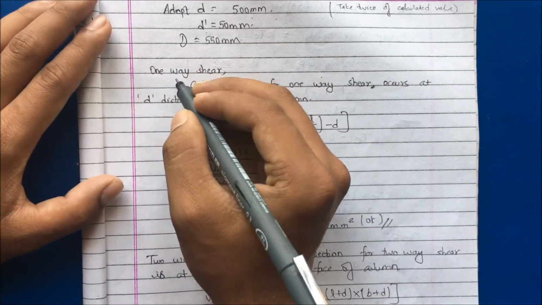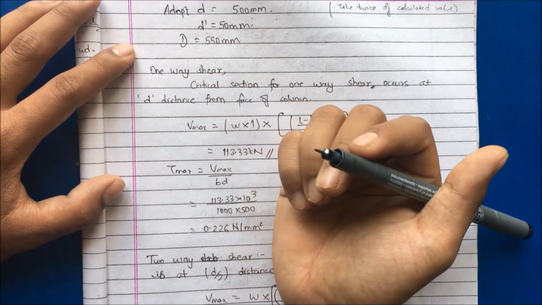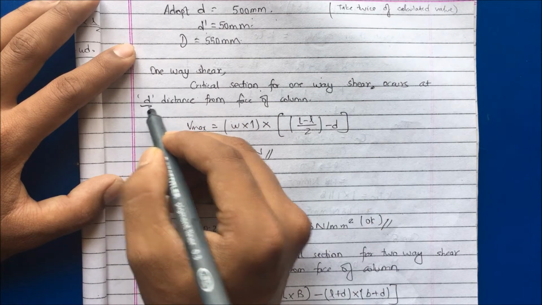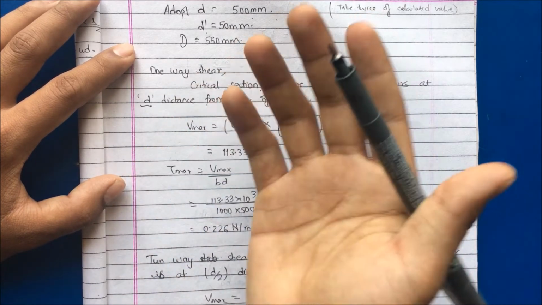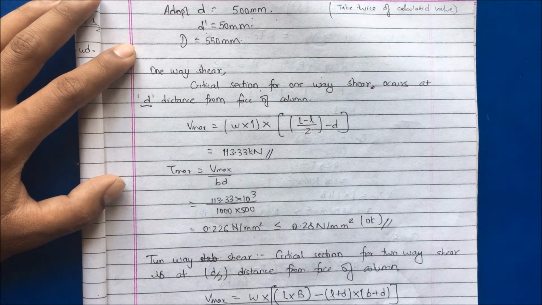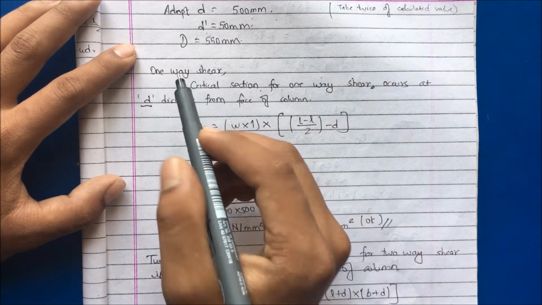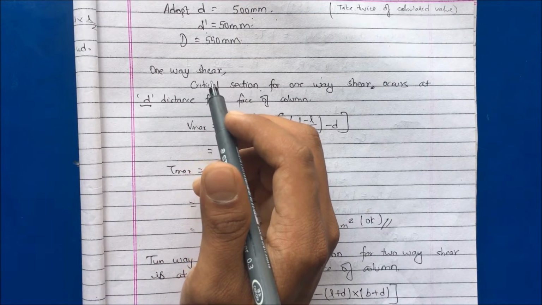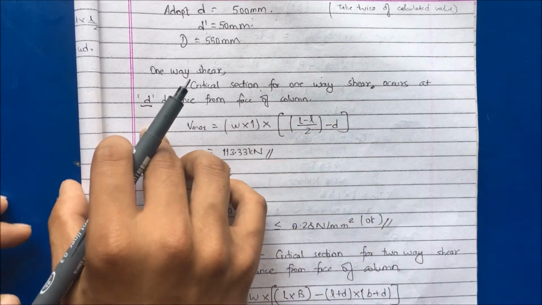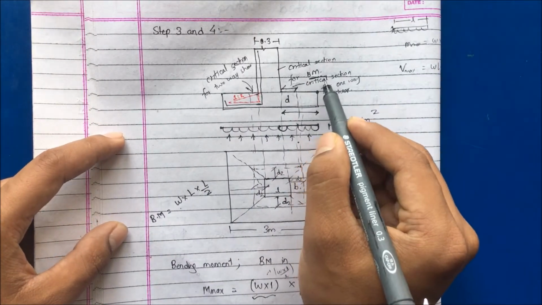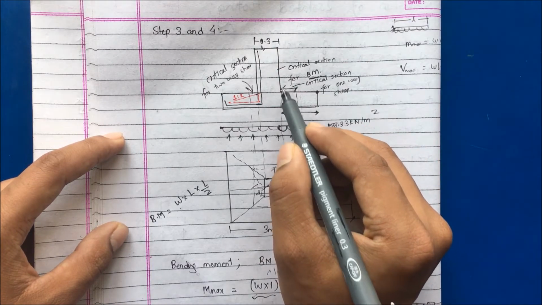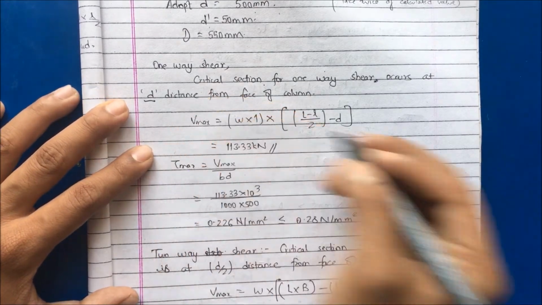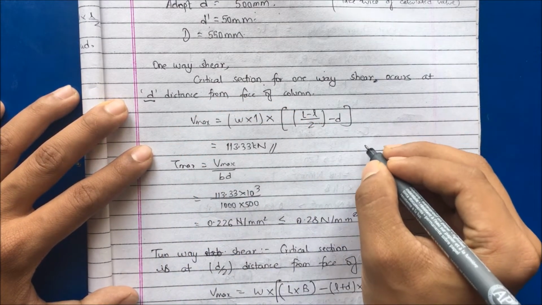Now to check for the one-way shear. Before that let me calculate one-way shear. The critical section for one-way shear occurs at d distance, where d is the depth. The higher the value, the greater the distance of the critical section from the face of the column. So it is necessary to take a greater value of d to resist the one-way shear effect. As I said, here in the figure, the critical section for one-way shear is at a distance d from the face of the column on either side.